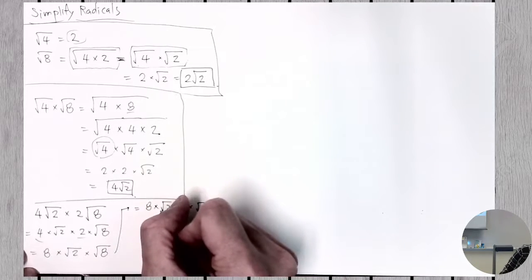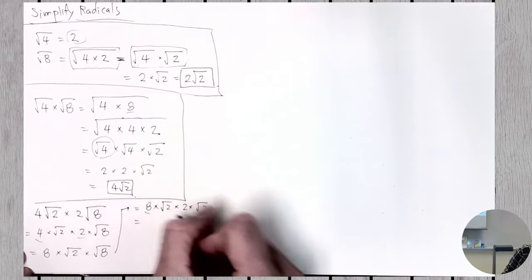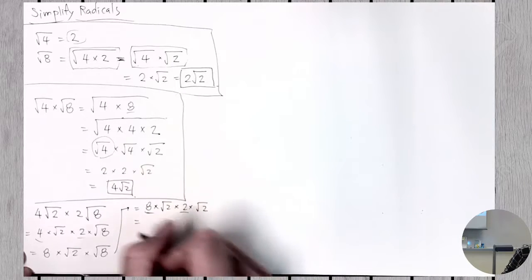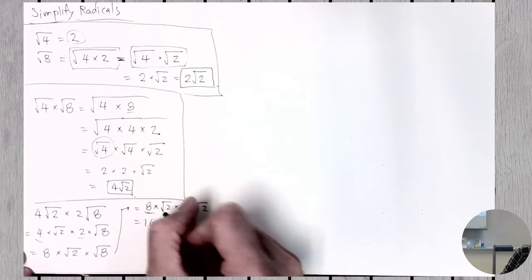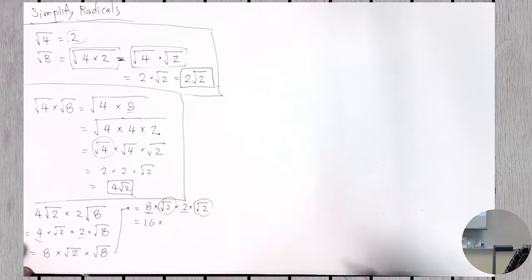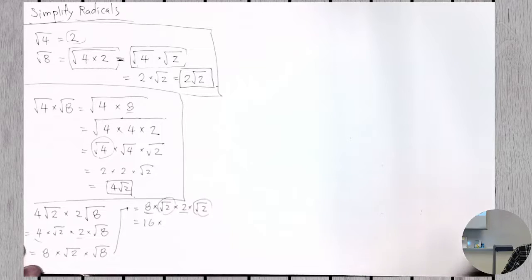Well, let's deal with the integers first. So 8 times 2 gives me 16. Square root 2 times square root 2, what is that? Do you guys know the answer? What's square root 2 times square root 2?